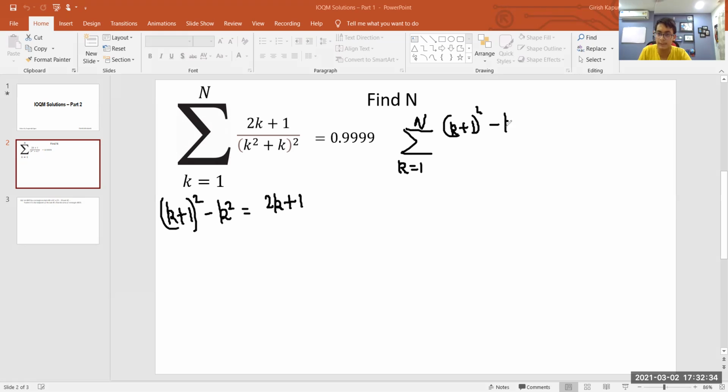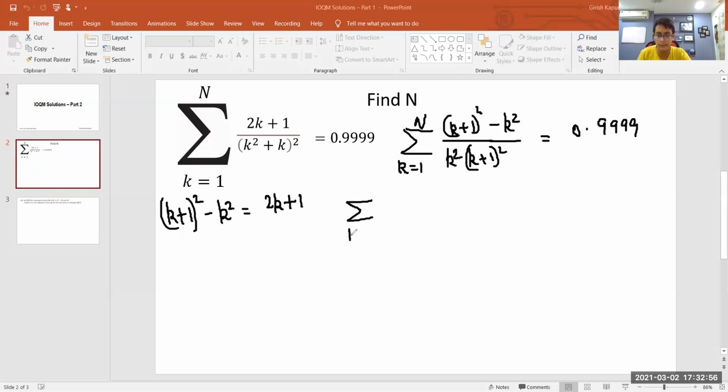(k plus 1) whole square minus k square. Now I'm just going to write this as k square times (k plus 1) whole square by the properties of exponents, and this is given to be 0.9999. Okay, let's forget the 0.9999 bit for now and continue.